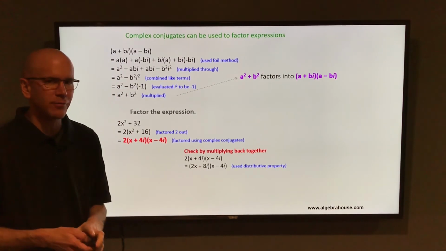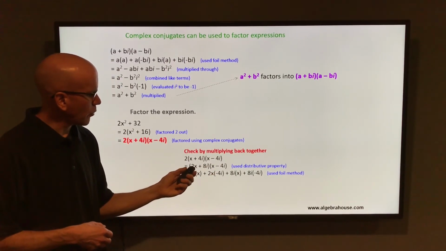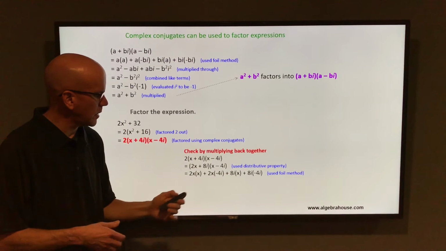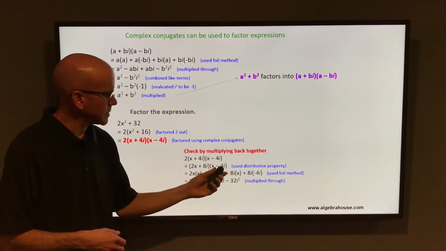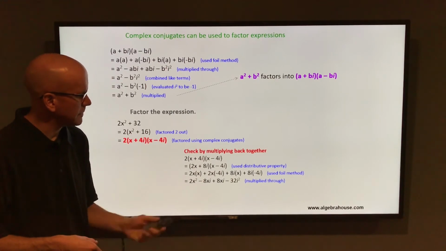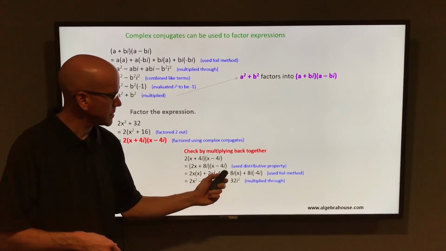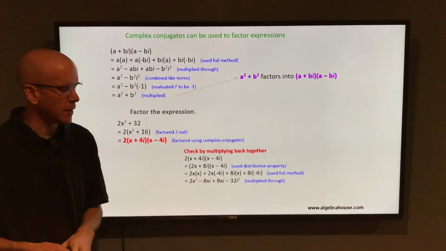I'm going to prove myself right. Multiply those two binomials together. Distributive property or FOIL method: 2x times x is 2x squared. 2x times negative 4i is negative 8xi. 8i times x would be 8xi, and 8i times negative 4i is negative 32i squared.